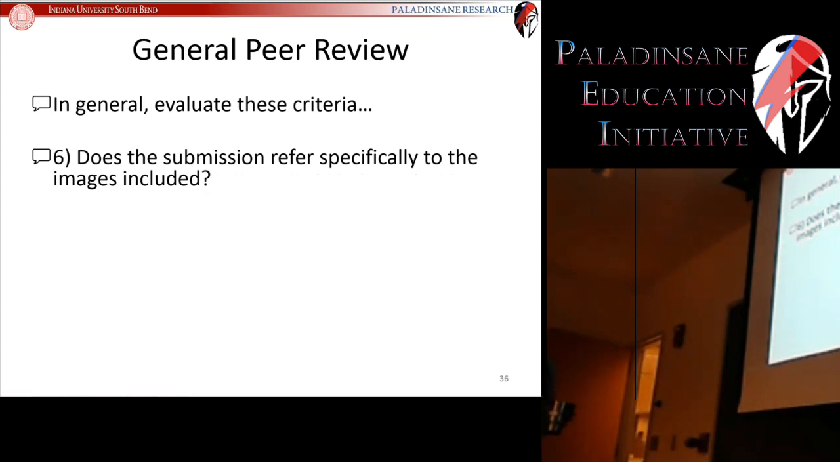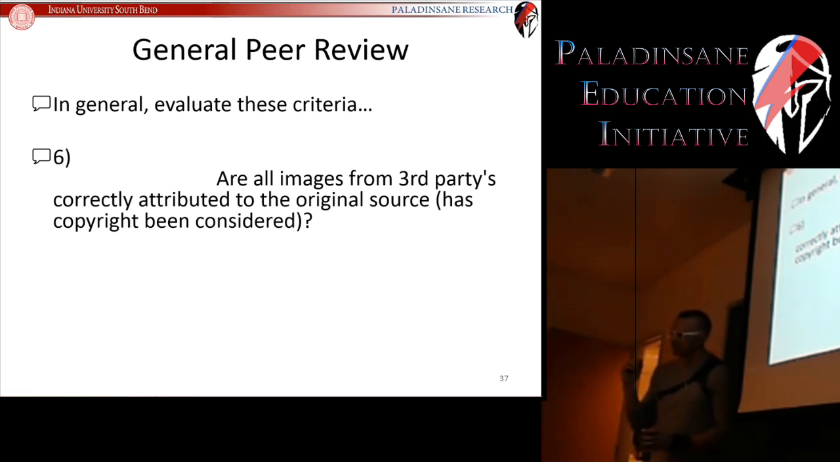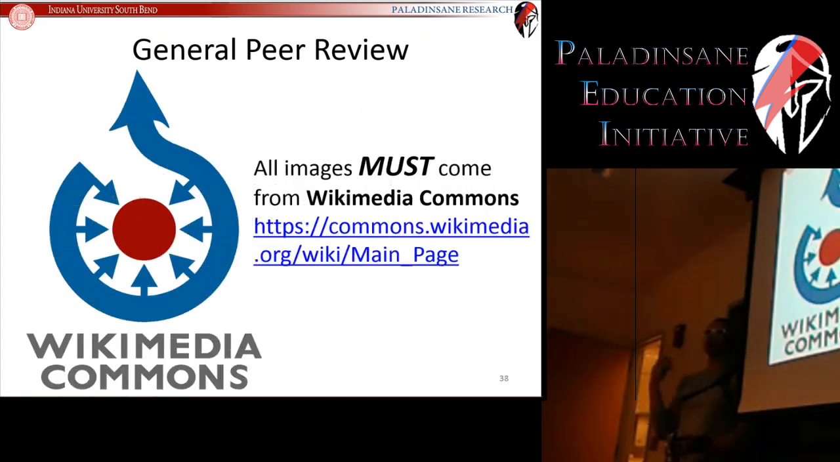So you have to refer specifically to images, so you have to have that, see figure 1. And importantly for us, they need to be correctly attributed, and copyright needs to be considered. So copyright is incredibly difficult to get for images. You have to contact the original copyright owner. You have to wait for them to decide that they're going to allow you to use that image. So what we're going to do for this course and for these articles is we're going to sidestep that by using images in the public domain or that are covered under a Creative Commons license.